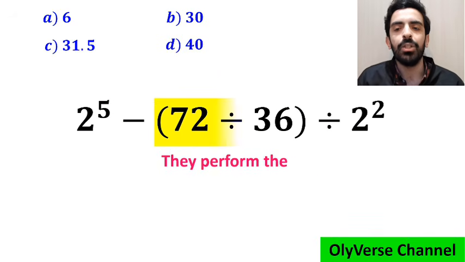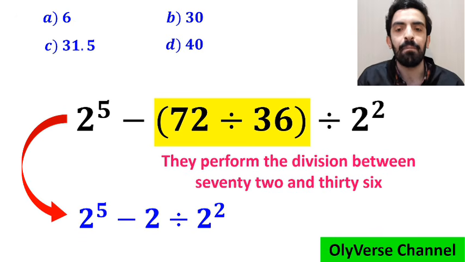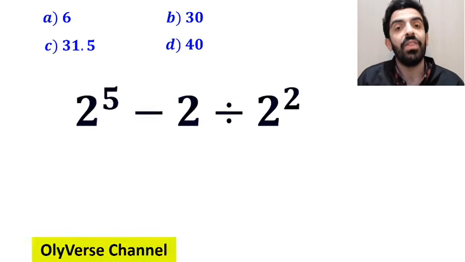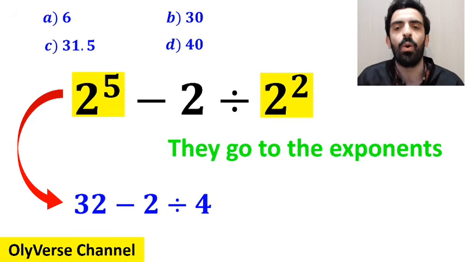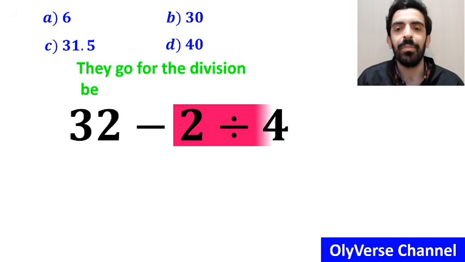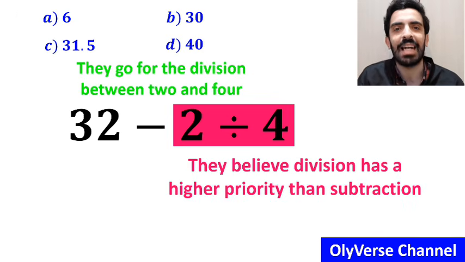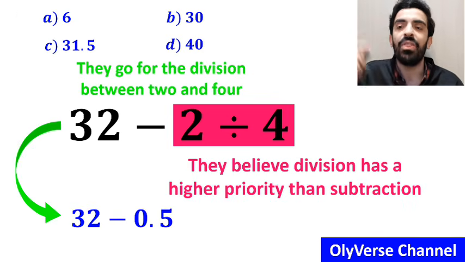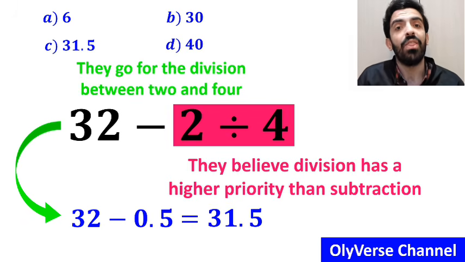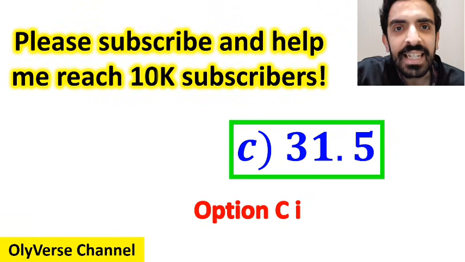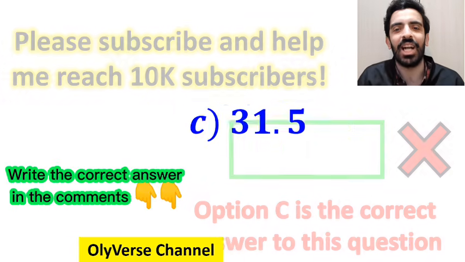And the next step, they move on to the division between 72 and 36 and replace this expression with 2 to the power of 5 minus 2 divided by 2 squared. Then, they go to the exponents and simplify this expression to 32 minus 2 divided by 4. And the final step, they go for the division between 2 and 4 because they believe division has a higher priority than subtraction. So, they rewrite this expression as 32 minus 0.5, which finally gives them the answer 31.5. Then, they quickly say that option C is the correct answer to this question. However, it's not the correct answer to this question.